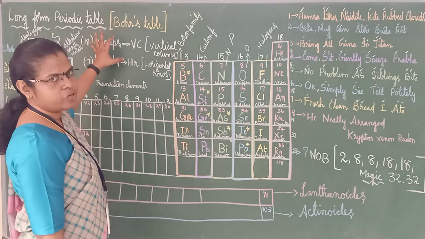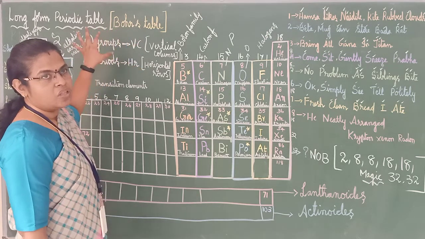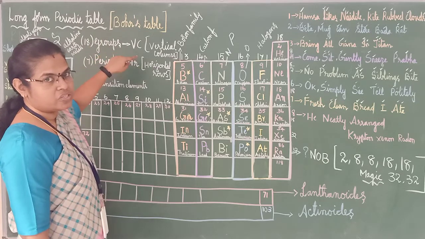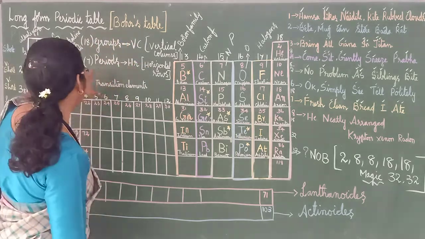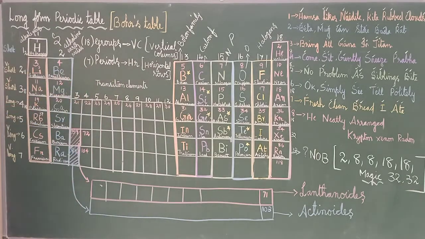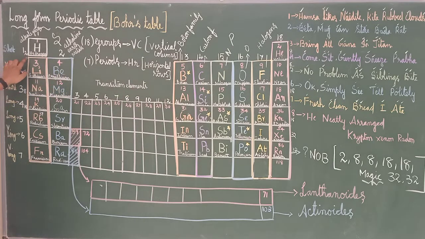Okay. Periods, how will you remember? Himalayan rivers. So Himalaya for H, horizontal, rivers for rows, horizontal rows. Now horizontal rows, how many are there? 7 are there. Shall we see one by one? Hydrogen. See, this is a short period. Only 2 elements are there. Hydrogen and helium. So I have put only 2 here. Okay. Short period. Hydrogen and helium.